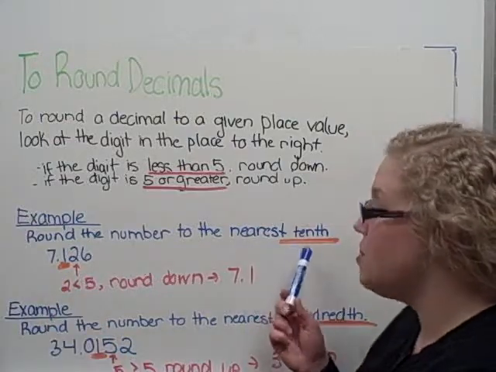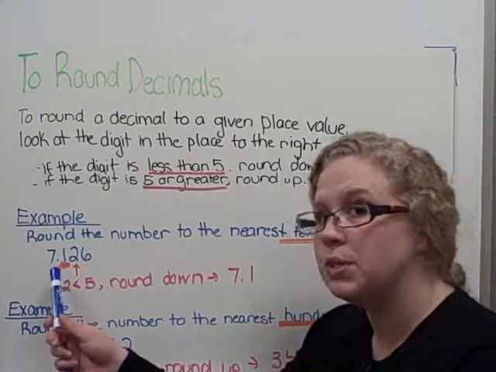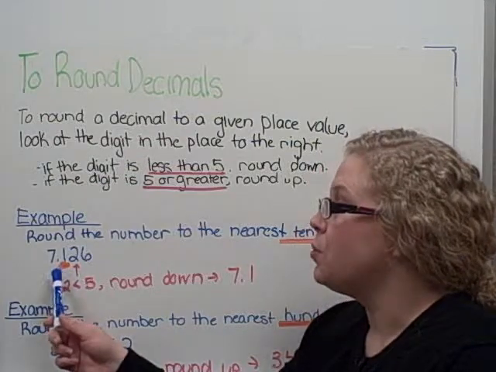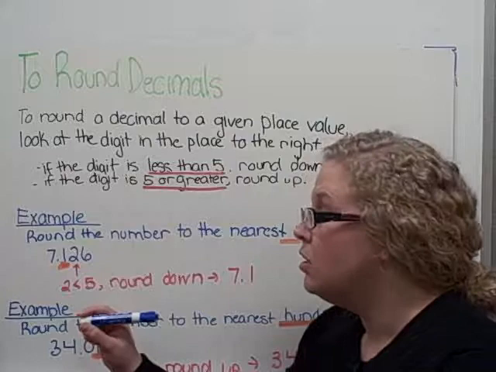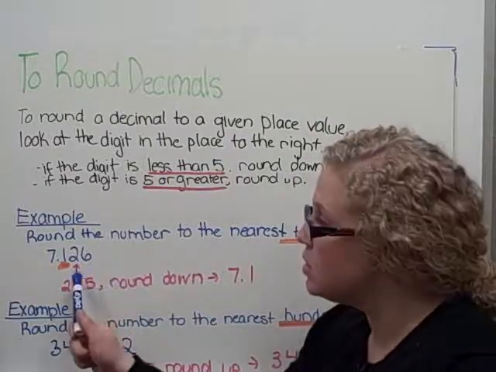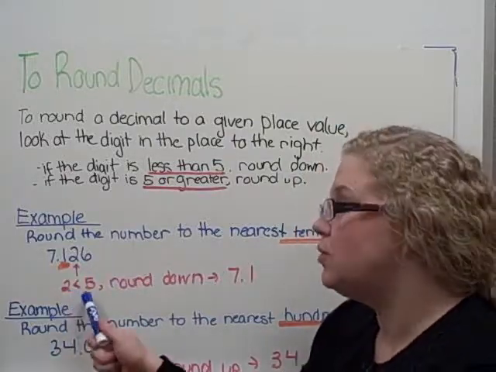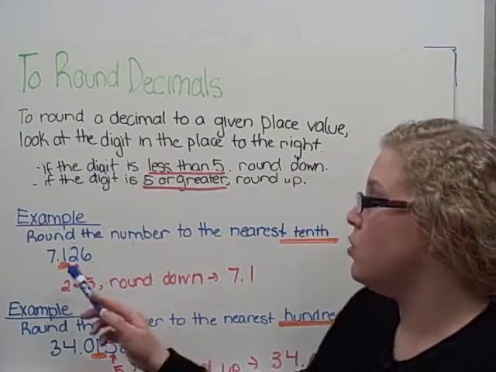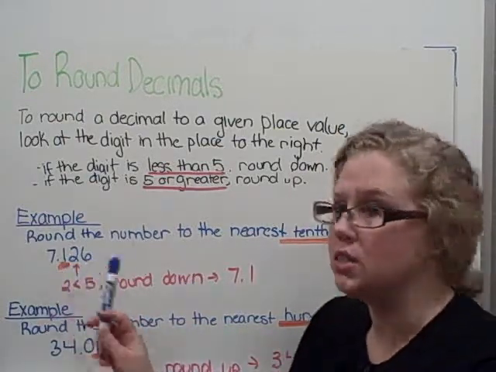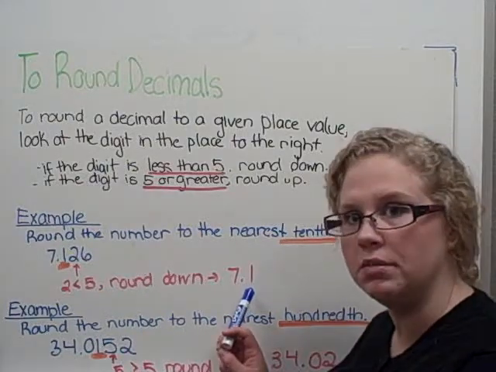So if we're looking at the tenths place, I'm going to underline the tenths place, and when we want to decide what happens with the tenths, we have to look at the number to the right of that, so the digit in the hundredths place, the 2. And since the 2 is less than 5, we know that we're going to round down. So this 7.126 is going to round to 7.1.